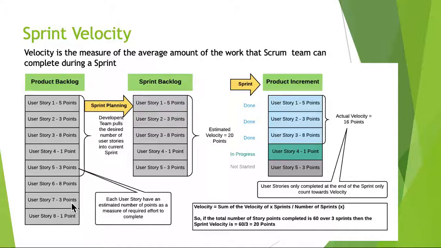Let's say during the sprint planning, the development team picks up the user story 1 through user story 5 as the sprint backlog. Estimate of those 5 user stories is 20 points.